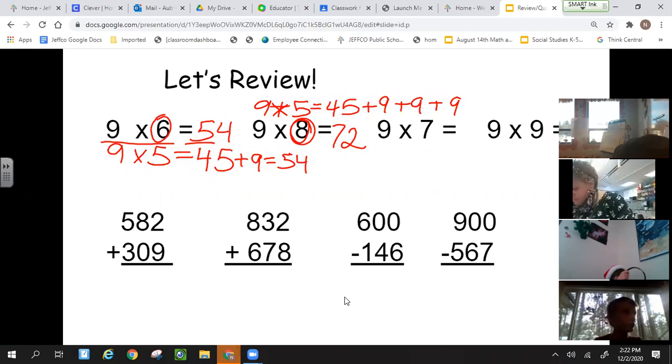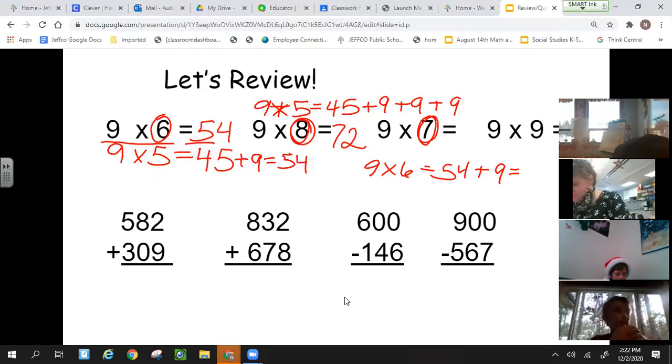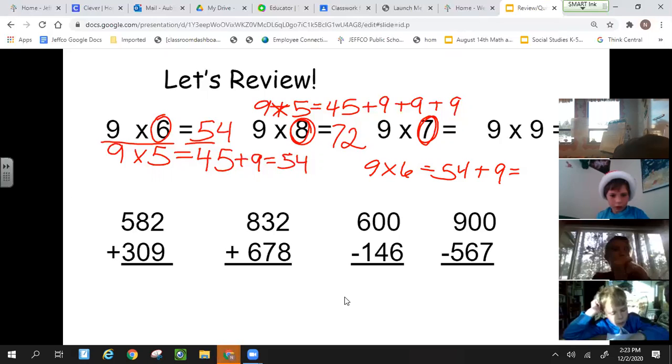Now, think about what we already know, and let's see if we can solve 9 times 7. You could use what you know: 9 times 6 is 54. You already know that. And add 9 more to get 9 times 7. Or you could put your 7th finger down. Go ahead and solve that. 63. Okay. Who got that? 63. Haley Calendar, will you explain your thinking?